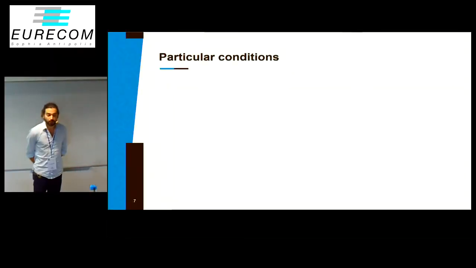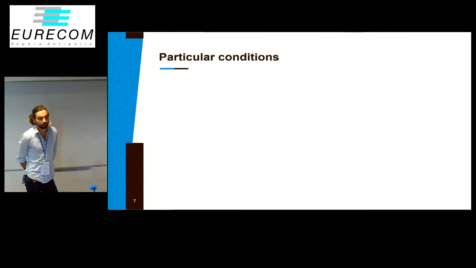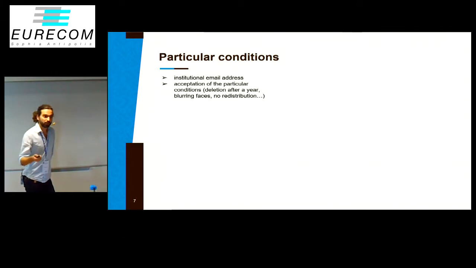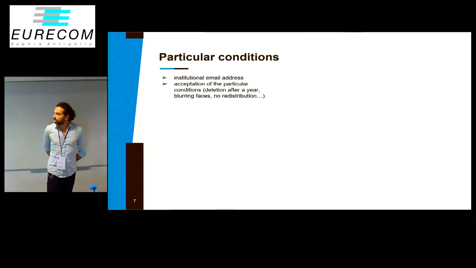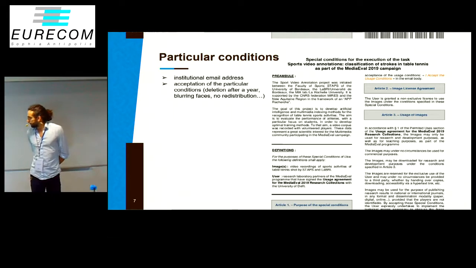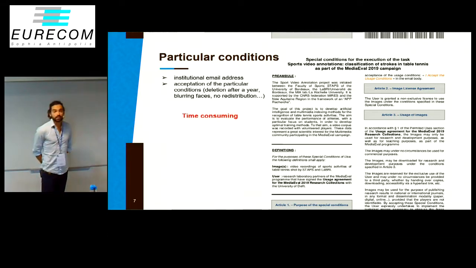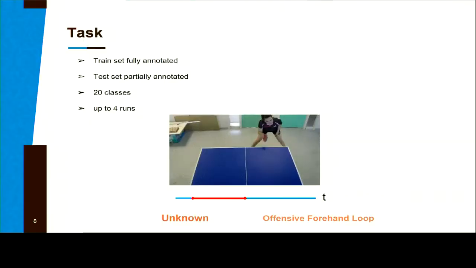However, we have some particular conditions on this dataset because we can identify the players. So we needed participants with an institutional address, and they also needed to accept some particular conditions, which looks kind of like this. This was time consuming, and I think we lost some participants along the way because we had to release the data a bit later than expected.